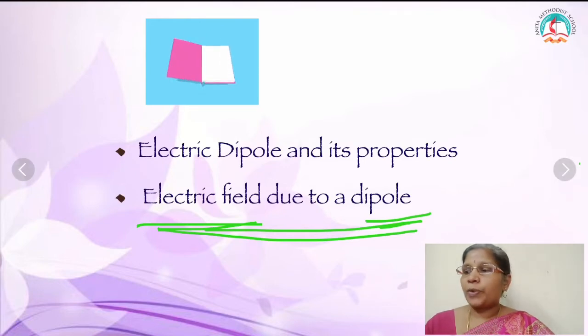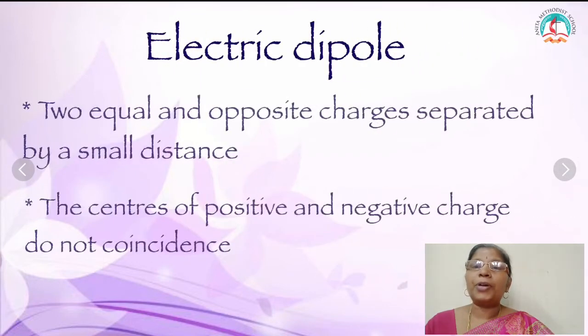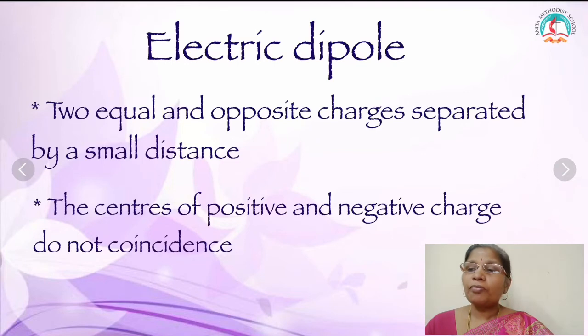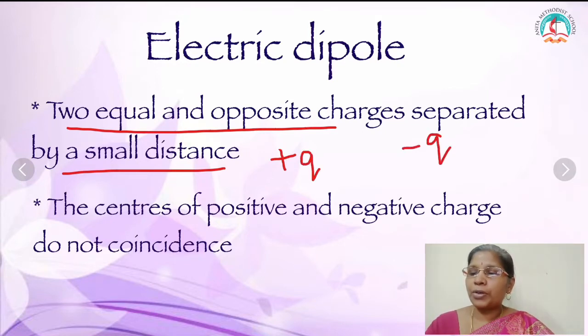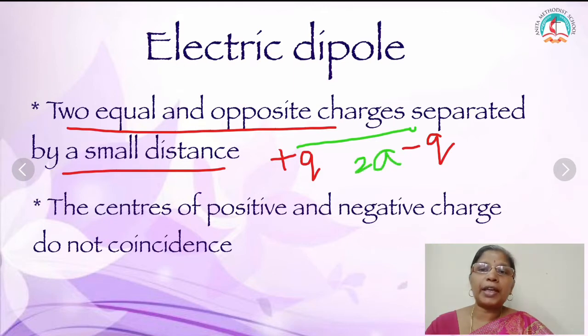Okay. Now the next one. The first one we will see about electric dipole. What is electric dipole here? Two equal and opposite charges separated by a small distance is called electric dipole. One charge I am taking, it is plus Q. The next one is minus Q. This magnitude value is equal, but it is separated by a small distance. Small distance I am taking, this is 2A.